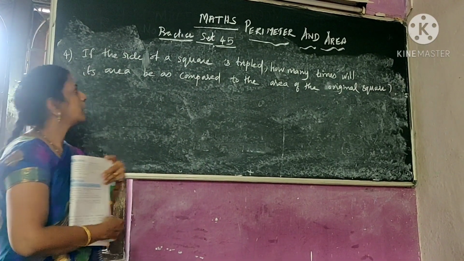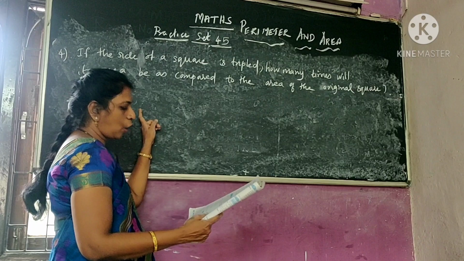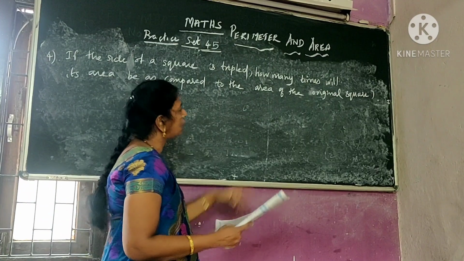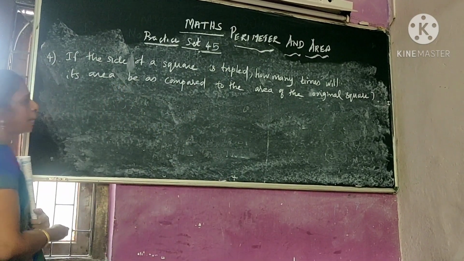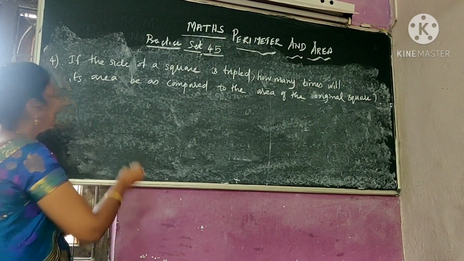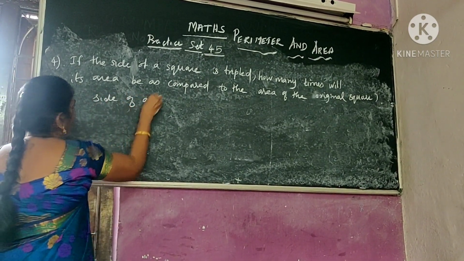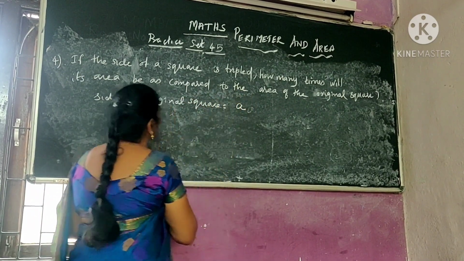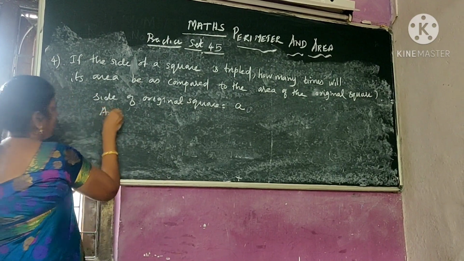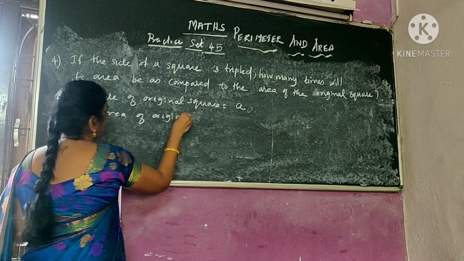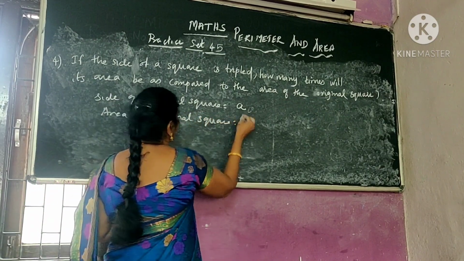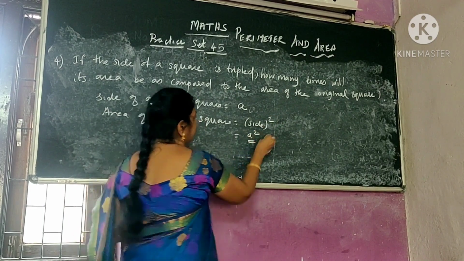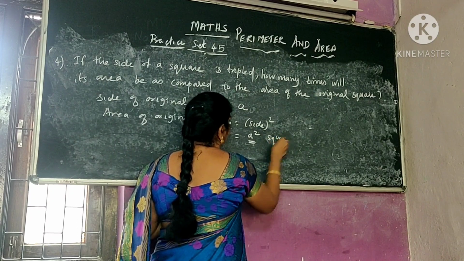Sum number 4. If the side of a square is tripled, how many times will the area be as compared to the area of the original square? So first we will find out the area of the original square. We write the side of the original square, we will take it as a. So the area of the original square will become side square, that is a square square centimeters.